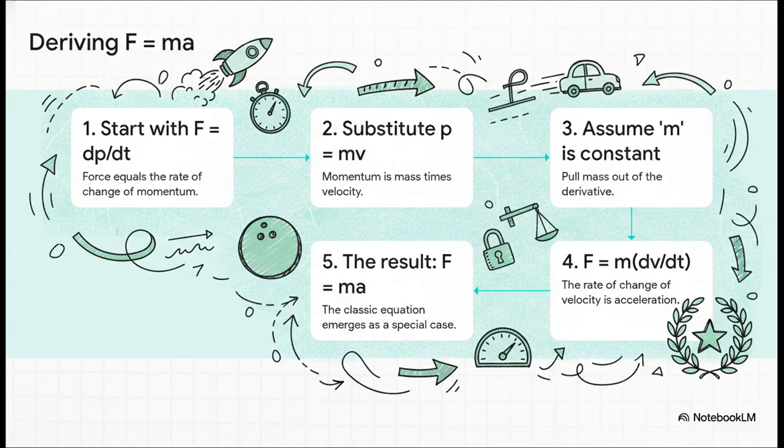So how do we get from this more complex-looking law back to our old friend, F equals ma? Well, let's just walk through it. We start with the general law. Force is the change in momentum over time. Then we substitute momentum with what it is, mass times velocity. Now here comes the most important step. If and only if we assume the mass of the object stays constant, we can pull that m out of the equation. And what are we left with? Mass times the rate of change of velocity, which is literally just the definition of acceleration. And boom, there it is. F equals ma emerges as a very common, but very specific, case of the bigger rule.